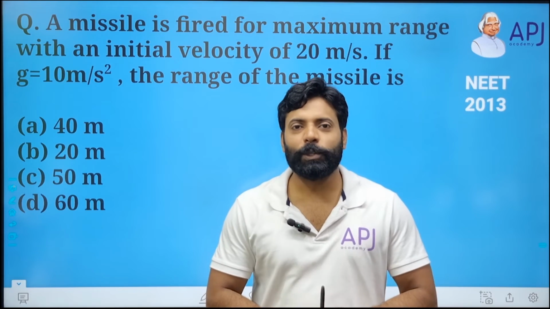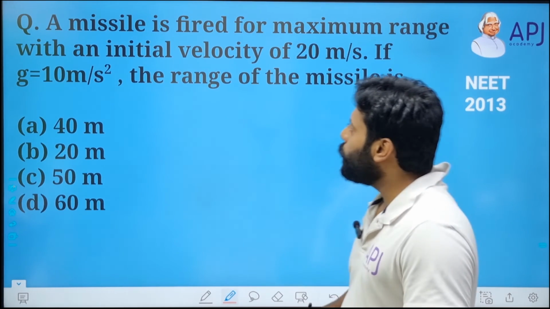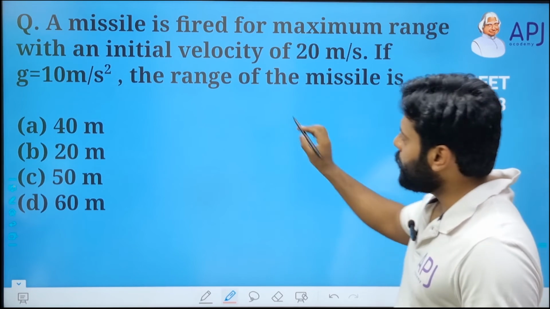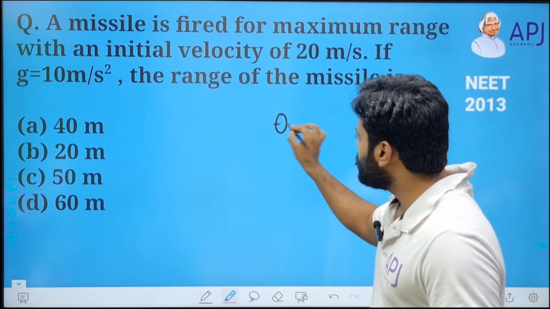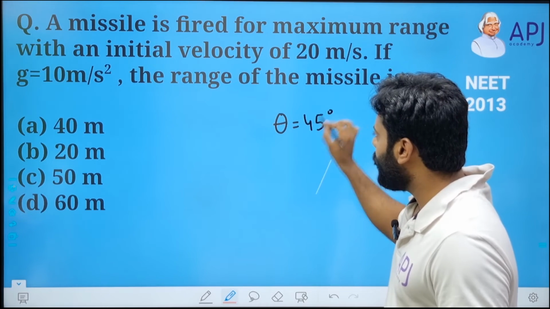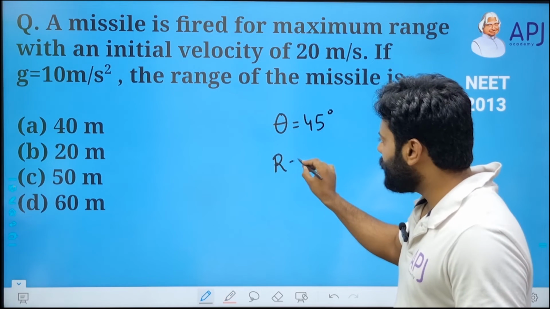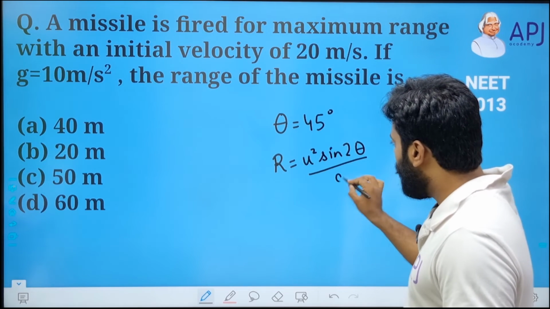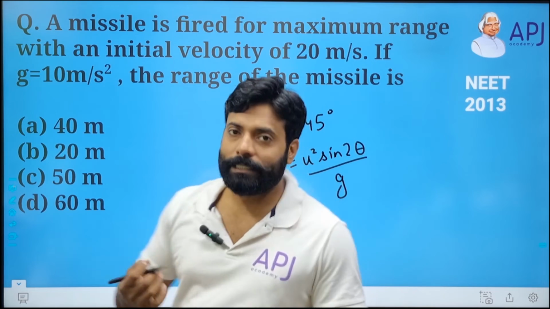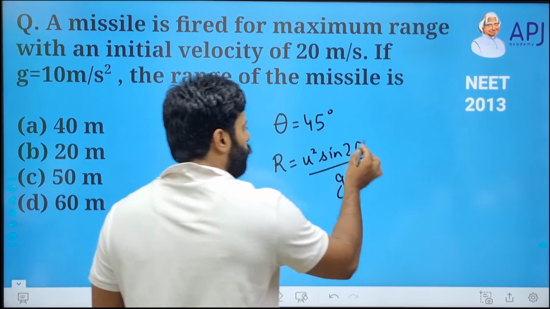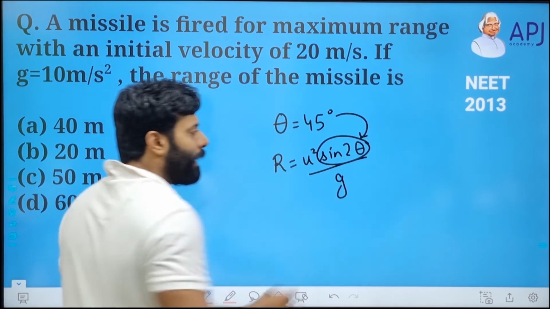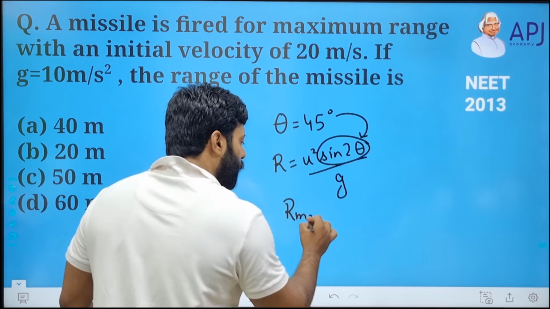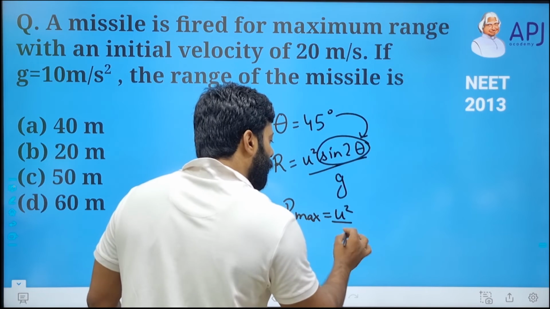Now let's solve this question. In this question, we have to find the maximum range. A missile is fired for maximum range, and for maximum range, the concept is that the angle must be 45 degrees. Why? Because we know that the range is u square sine 2 theta divided by g, and to get the maximum range, sine 2 theta must be equal to 1, and this is 1 when the angle is 45 degrees.